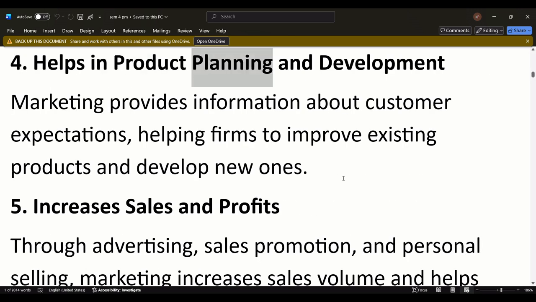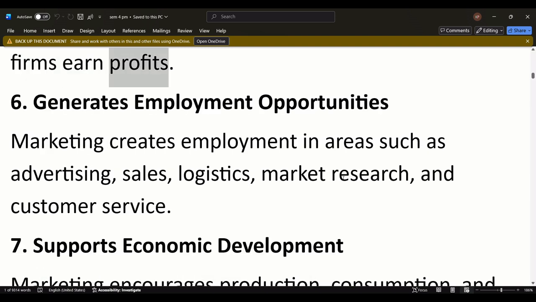4. Helps in product planning and development. Marketing provides information about customer expectations, helping firms to improve existing products and develop new ones. 5. Increases sales and profits. Through advertising, sales promotion, and personal selling, marketing increases sales volume and helps firms earn profits.